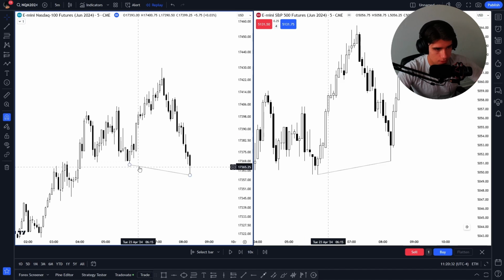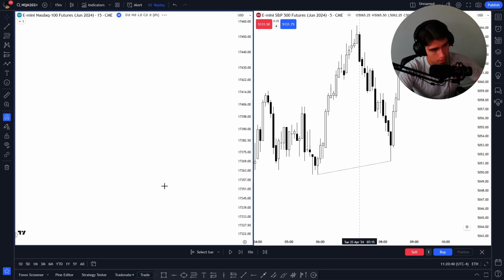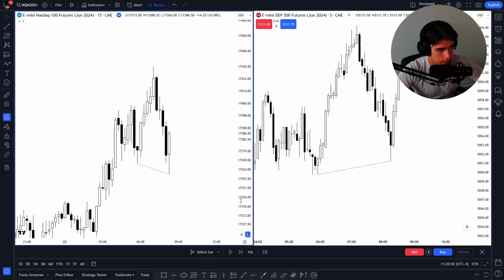So how do I know that this SMT is going to hold? Well, it all stems from the higher time frame, right? I have to be bullish on the higher time frame. If I am, then this SMT should ideally hold. And if I go to a higher time frame, like a 15-minute time frame, I can see that this also overlaps with a 15-minute order block.